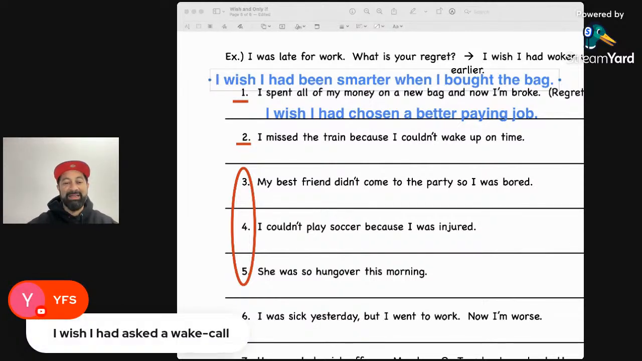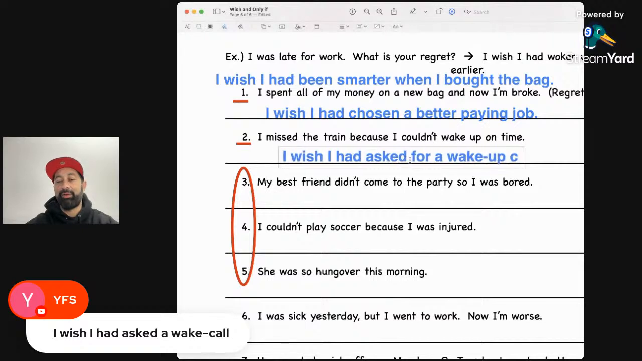I wish I had asked a wake call. Okay, very good, YFS. So I think in this situation, you are in a hotel, maybe. I wish I had asked for a wake up call.